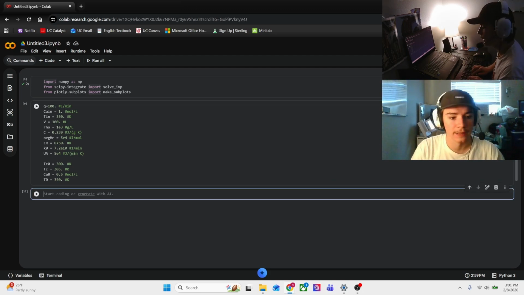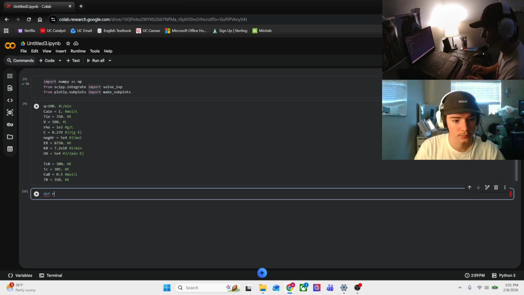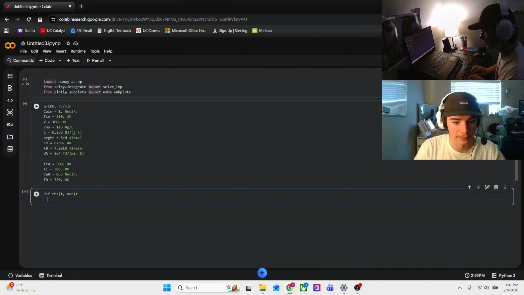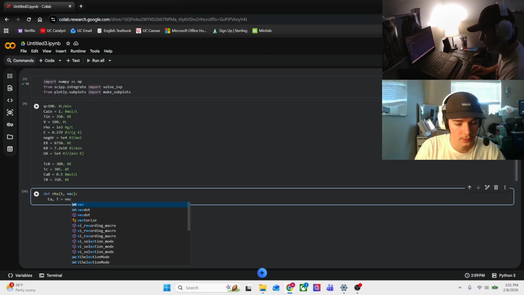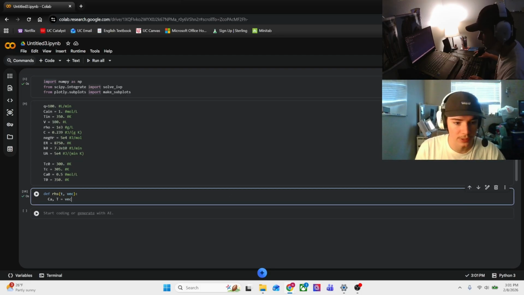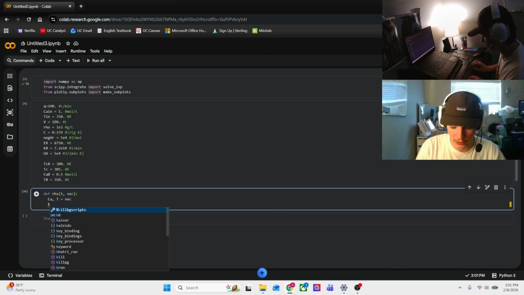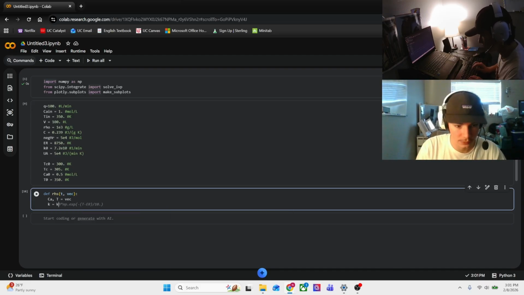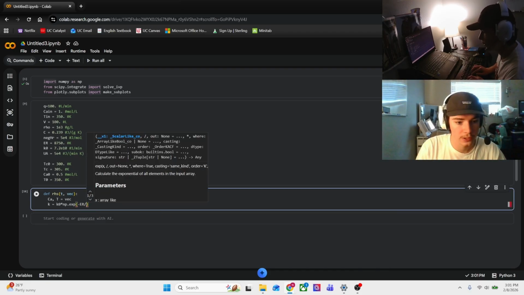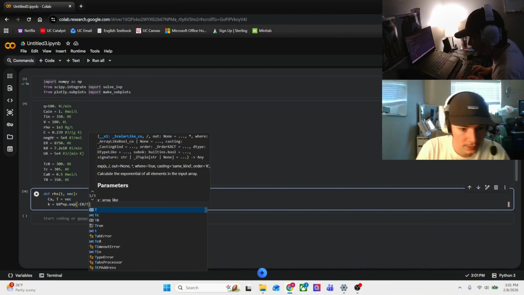All right, so we're going to go ahead and define our right-hand side as a function of time and a vector, as usual. From there, we're going to define our vector as CA and T. Moving on from there, we are going to put in our Arrhenius equation. So k equals k0 times np.exp(negative E over R over T).